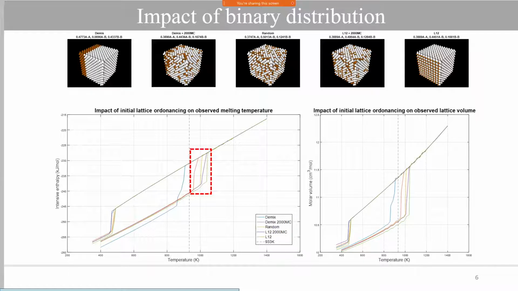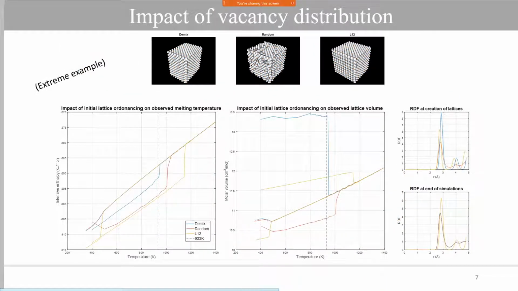Another impact that we've noticed is the impact of the vacancy distribution. This is an extreme example, but as you can see, again, with these three simulated systems, there is a huge impact on the results as well.